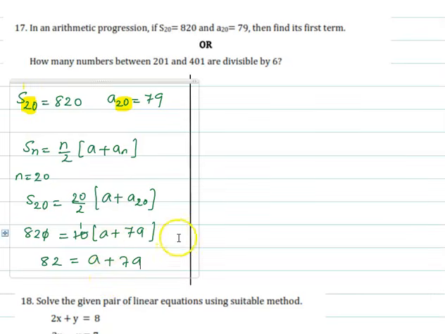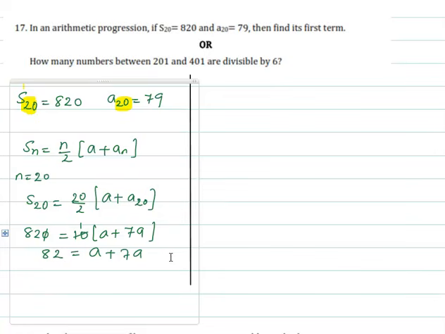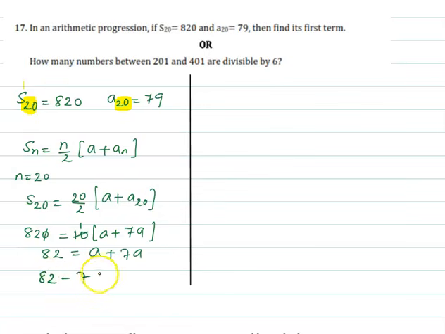If I shift that 79 to the left side, I get 82 minus 79 is equal to A. Therefore, the value of A is equal to 3. So this is the value of the first term, that is A is equal to 3.